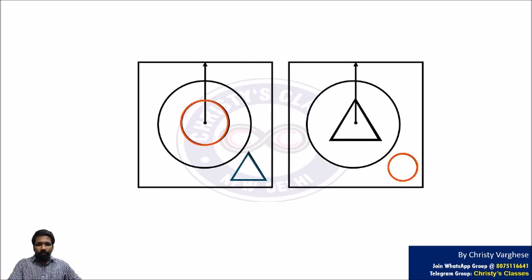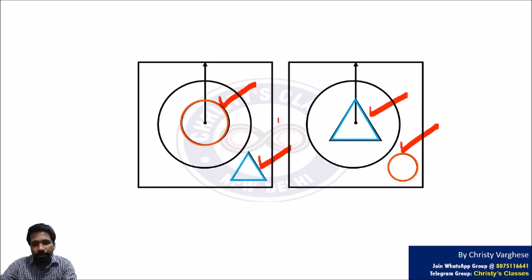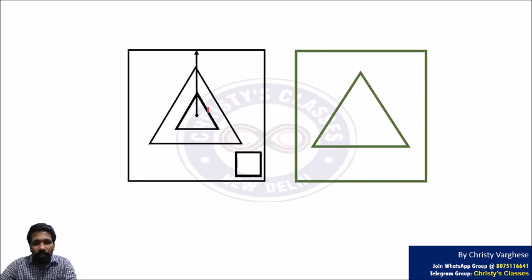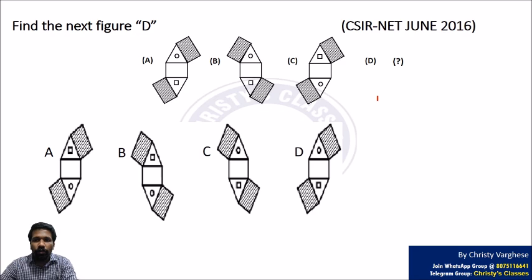If anyone didn't understand, look at this carefully. First and second picture: circle inside, circle outside, triangle inside, swapping of position. Same way, third and fourth picture, triangle inside, square outside. So it should be square inside, triangle outside. Whichever option says so will be the answer. So, option C is the answer. If so, try the next question, June 2016 NET exam problem. All of you try it.